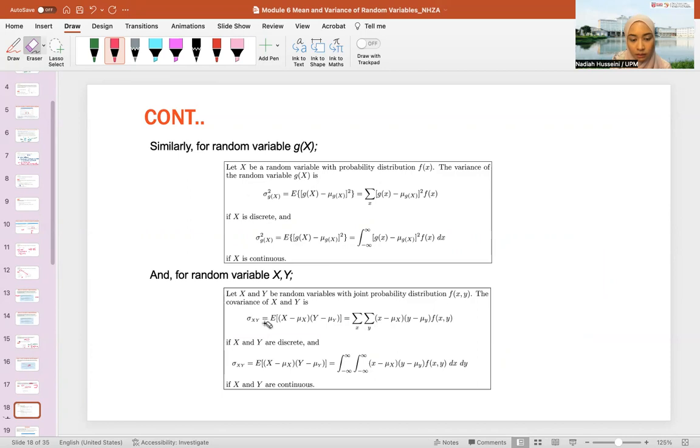This is it. Expected. Let's just focus on this one. It is the product of x minus the mean of x with y minus the mean of y, times the probability mass function, if x and y are discrete. This is covariance.